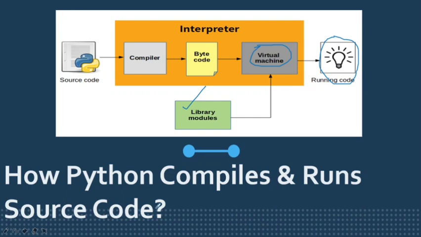Therefore, Python uses an interpreter as well as a compiler to create an internal representation and saves it to disk so that it doesn't have to repeatedly parse the code whenever the code is to be executed. This sums up how Python compiles and runs your source code.